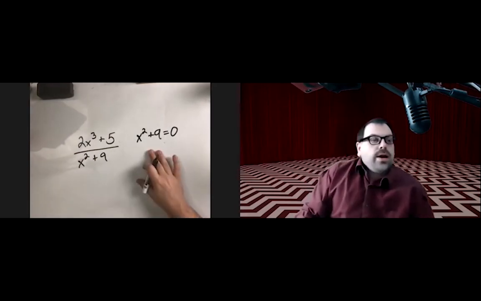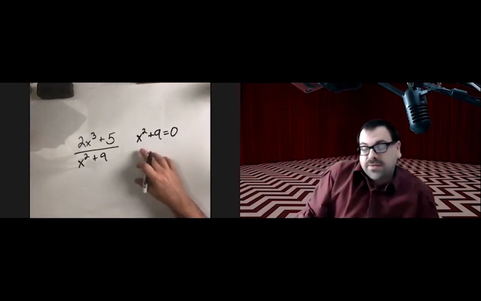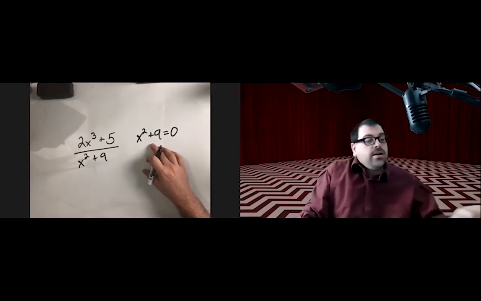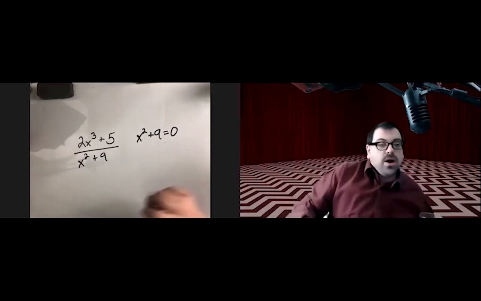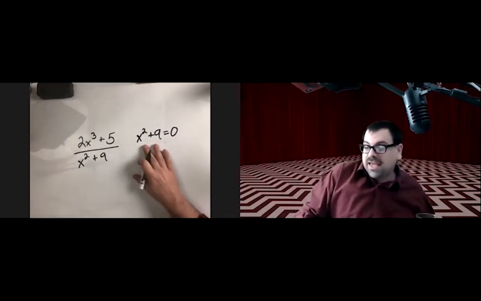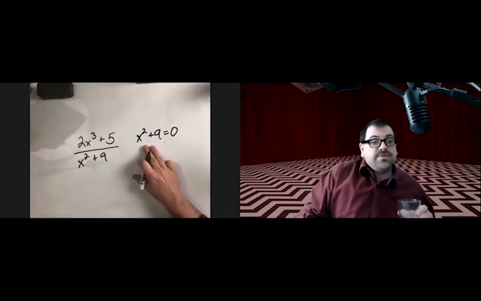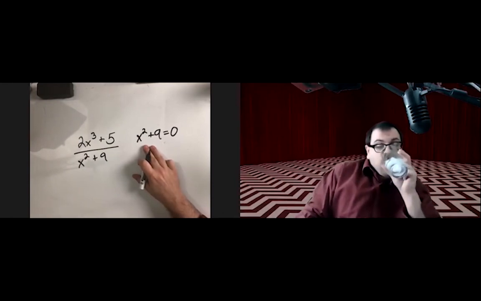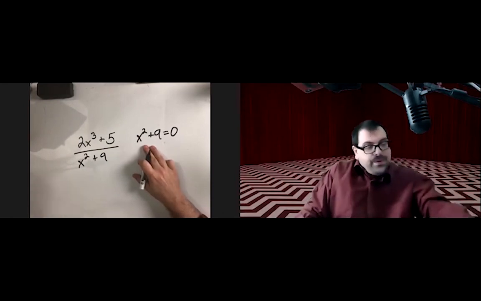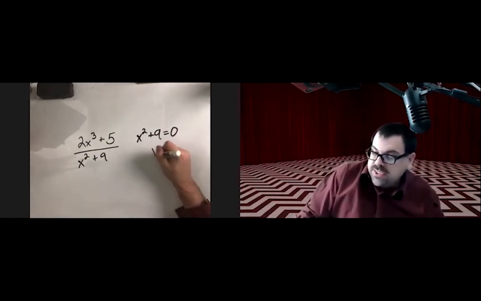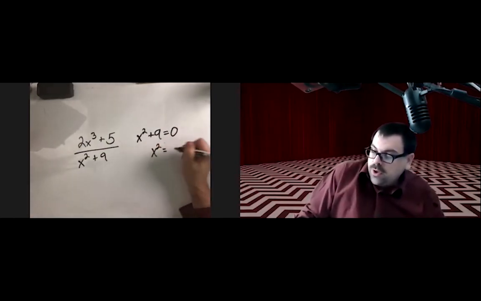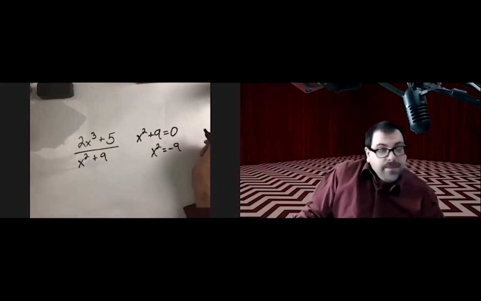There is no way to factor a sum of squares. If this was x squared minus 9, we would do x plus 3 times x minus 3. We would be on our way. But we can't factor a sum of squares. A sum of squares is prime. If we went and used the square root method, we would get x squared equals negative 9.